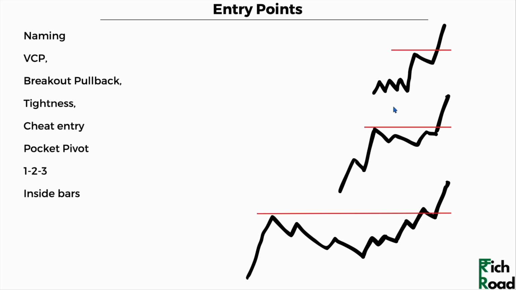Now see, what some people will do, some people will call this trade a tight trade over here, pocket pivot or inside bar. Some people will call this a VCP or a cheat entry or tightness. For this trade here they will call it a cheat entry, pocket pivot, 1, 2, 3, whatever. Here they will call it tightness. Here they will call it breakout pullback.